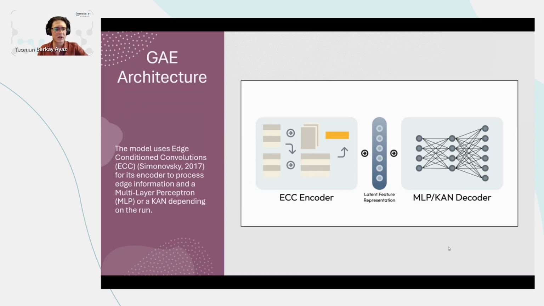So the graph autoencoder architecture we used uses an edge condition convolution based encoder borrowed from previous studies. The main specialty of these convolutional operators is that they take dedicated neural networks as one of their parameters, making them great general purpose convolutional operators for edge attributed graphs. And for the decoder, we actually had two decoder architectures in the study, one of them an MLP-based baseline decoder and the latter a KAN-based decoder to achieve increased reconstruction performance.